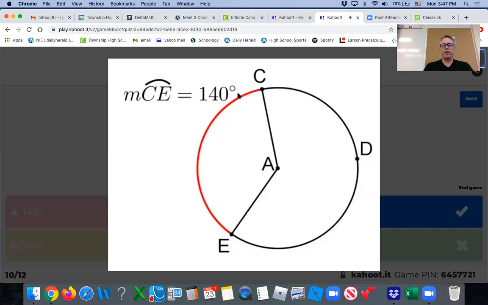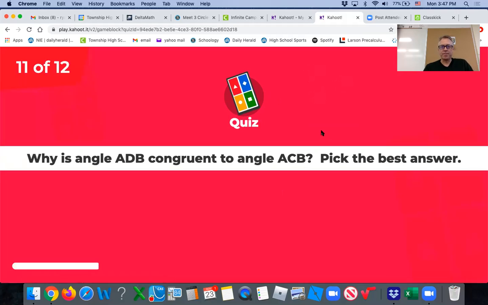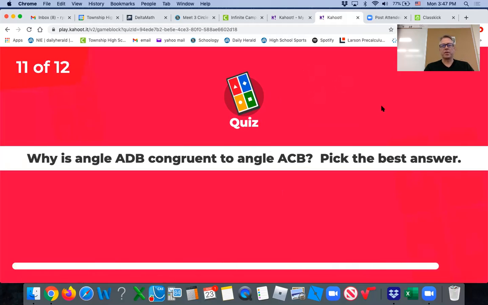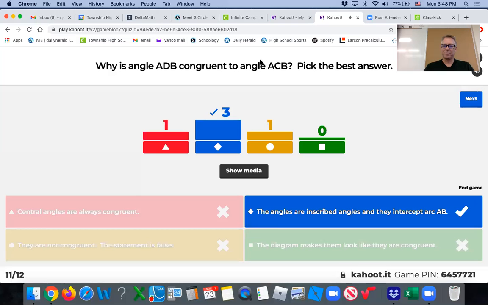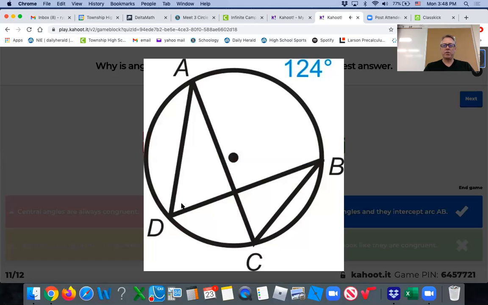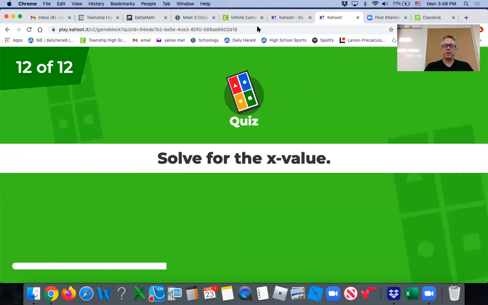There you go. So CDE, if this is 140, the whole circle has to be 360, of course. So CDE would be 360 minus 140. Why are the angles... All right, very good. So these two angles are both congruent because if you follow the angle out, they both intercept this arc. They both intercept 124 degrees. So they actually both would be 62 degrees. They'd both be half of the intercepted arc. All right, last one here.